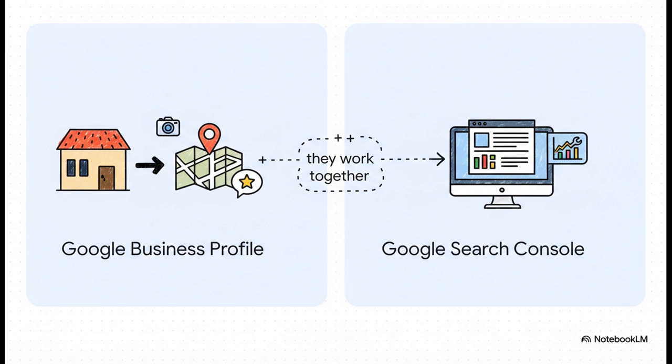Then, on the other hand, you have Google Search Console. This is like your website's direct hotline to Google. It tells you how your site is doing in search, what keywords people are actually using to find you, and if there are any little technical gremlins holding you back. You absolutely need both. They work hand in hand to build your online visibility.